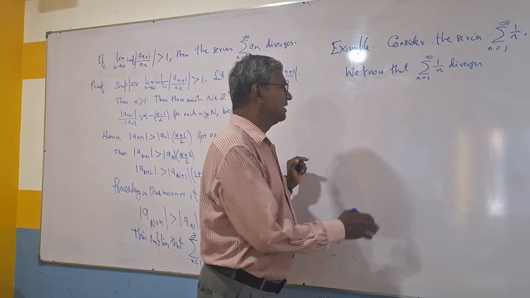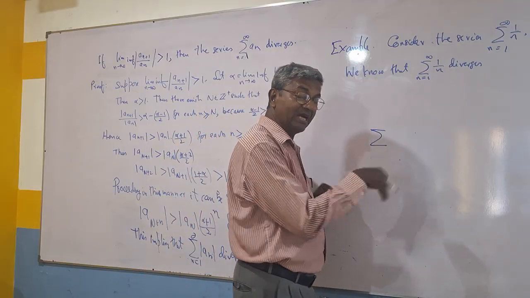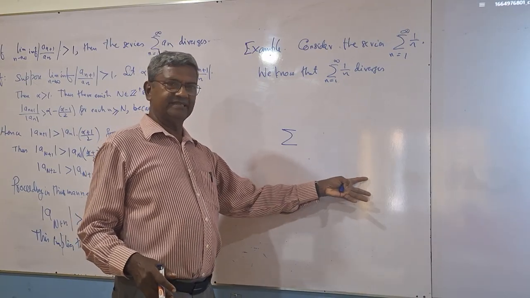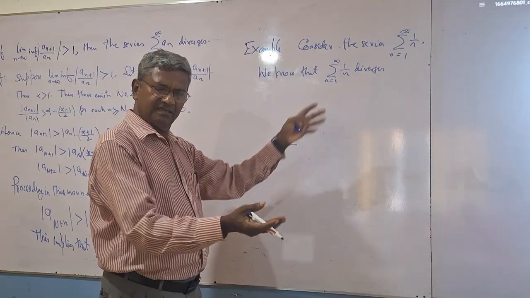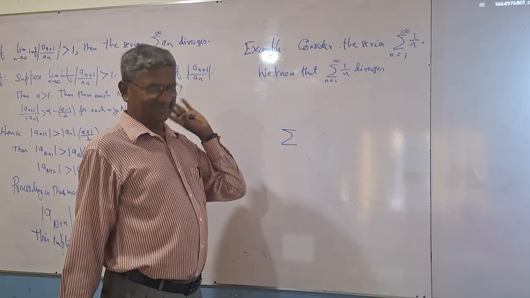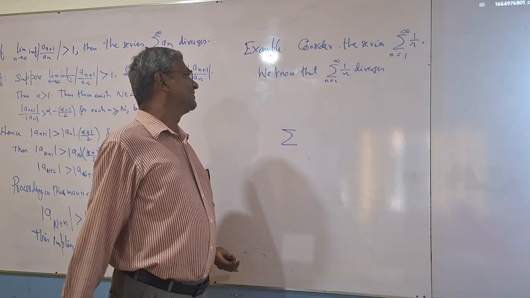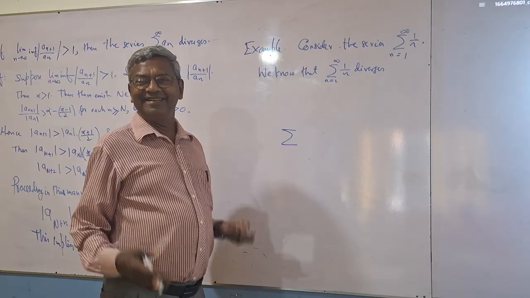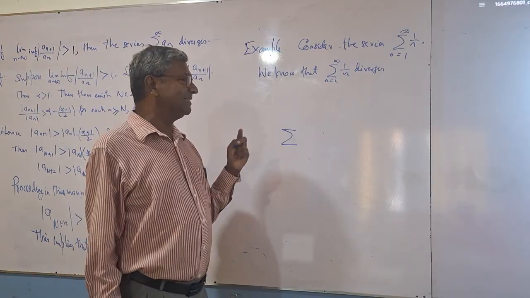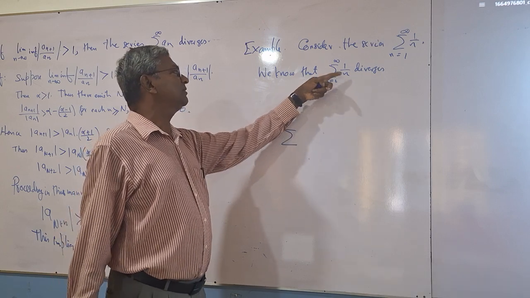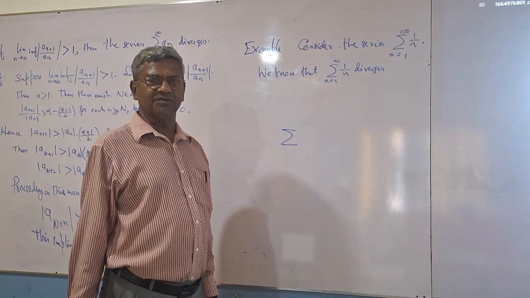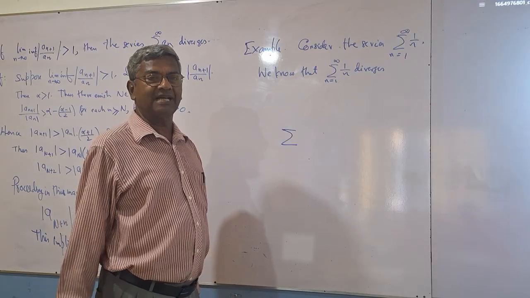Another way is the Cauchy criterion: sigma a_n converges if and only if, given epsilon, there is an integer such that after that integer, the sum of any bunch of terms is less than epsilon. The other one is you can show by the same method that this doesn't have bounded partial sums. We can prove that also. So all three methods are very important.